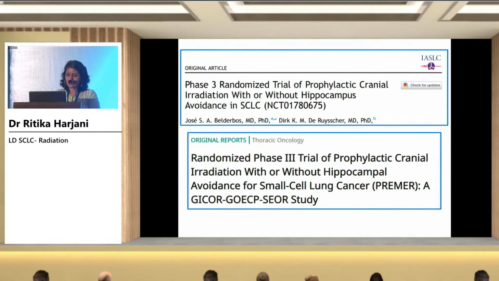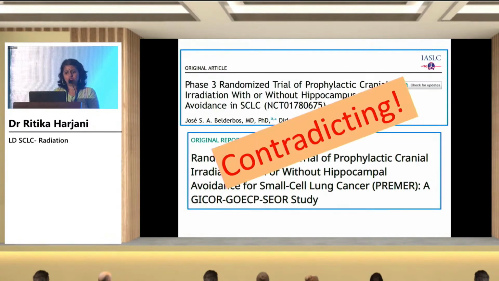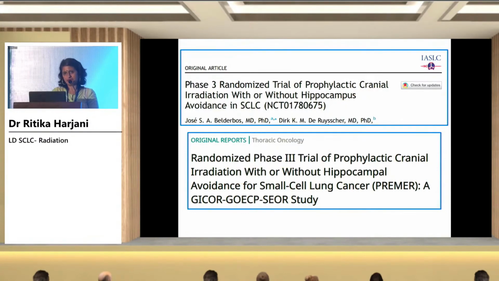These are two major trials, but very contradicting. The upper trial is the Netherlands study, which showed no benefit. And the lower study, the PREMER, showed an absolute increase in the recall and the memory functioning after hippocampal avoidance. A lot of hush happened, and why, with two similar populations, two similar modalities, why the difference? For the trial which did not show a difference, they said that there was no quality assurance in the hippocampal contouring, and the doses were also not quality assured. That could be one of the reasons.